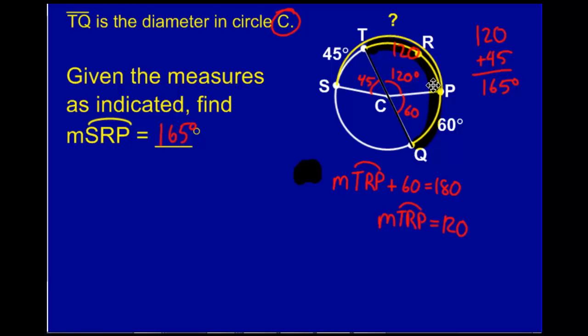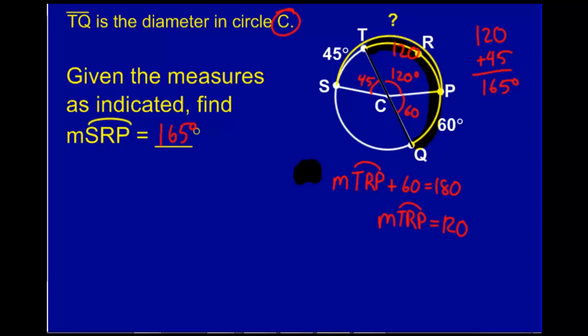So hopefully that helps you. If you need to, go back and rewind and look through those things. But again, the real connection that we want to make is that the central angle and the intercepted arc are the same.